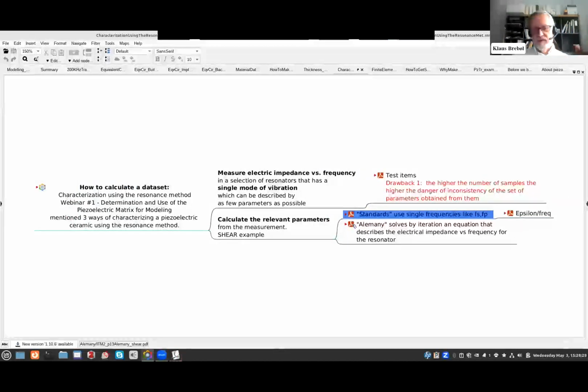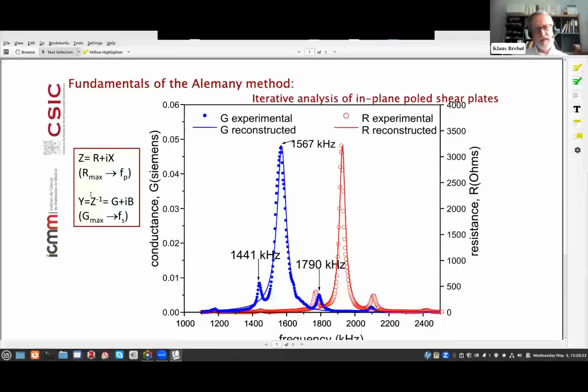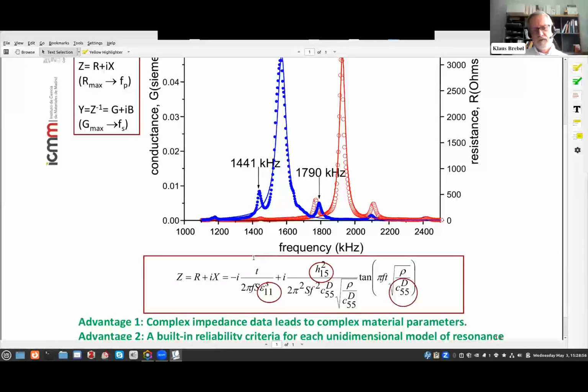What Erling mentioned as the Alemanni method is using the same complex impedance measurement, but instead it's looking at the two peaks given by the real part of the admittance and the real part of the impedance. And the impedance of this kind of resonance can be described by this equation. And from solving this numerically, the measured impedance and this set of parameters, we can extract the dielectric parameter, the piezoelectric parameter, and the elastic parameter.